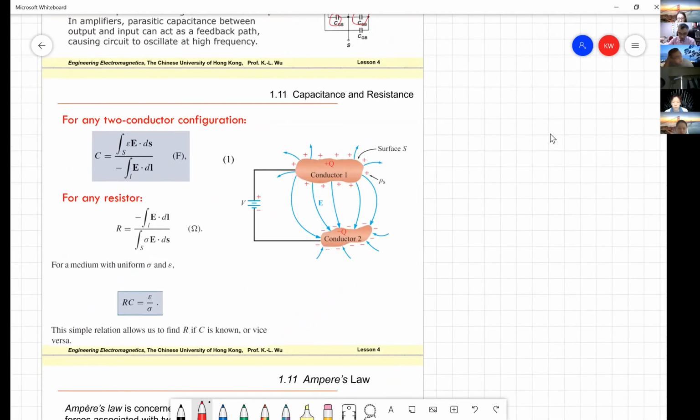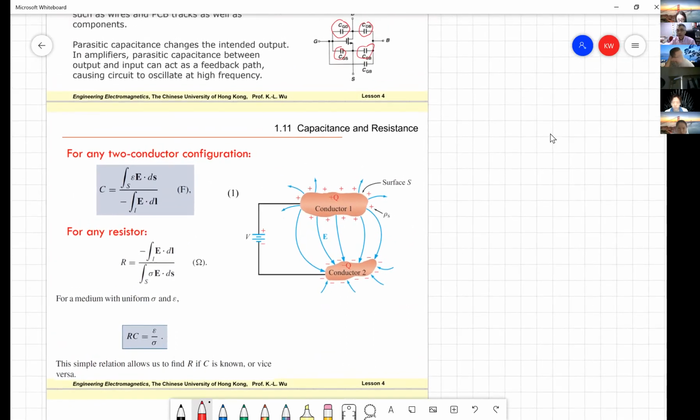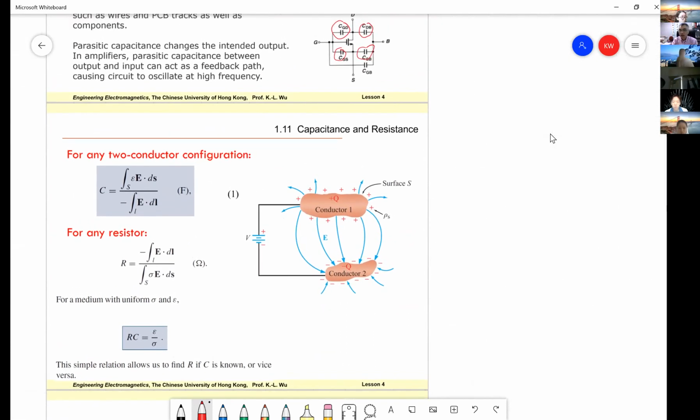Okay, from the formula of the capacitance, let me interpret equation 1. Suppose C equals the total charge Q divided by voltage, right? Then let's take a look, what is this? The epsilon, we know this is called permittivity, right? Permittivity epsilon times electrical field intensity, E.